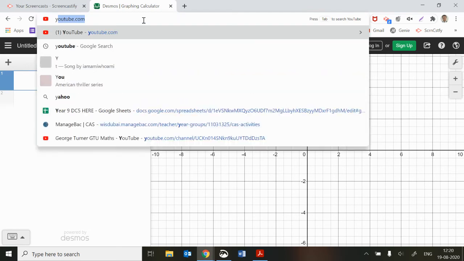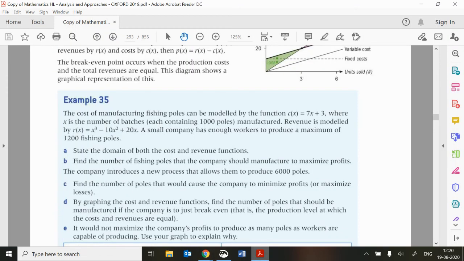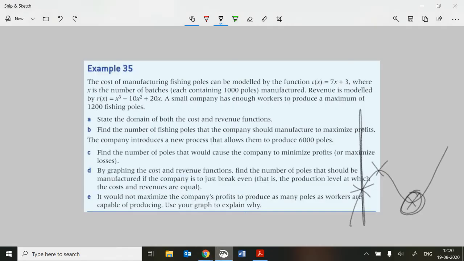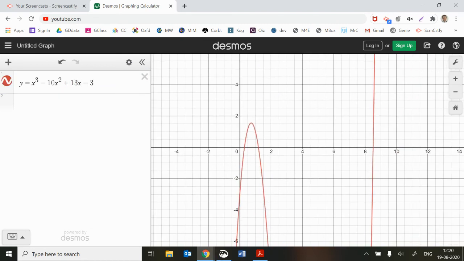Okay, so we have here y is equal to x cubed, and then take away 10x squared, and then I think we had, what was it? It was 20 and then minus the 7, and then minus the 3 on the end. So it's 13x, and it was minus the 3. So in the domain that we care about, that's between 0 and 6 now.